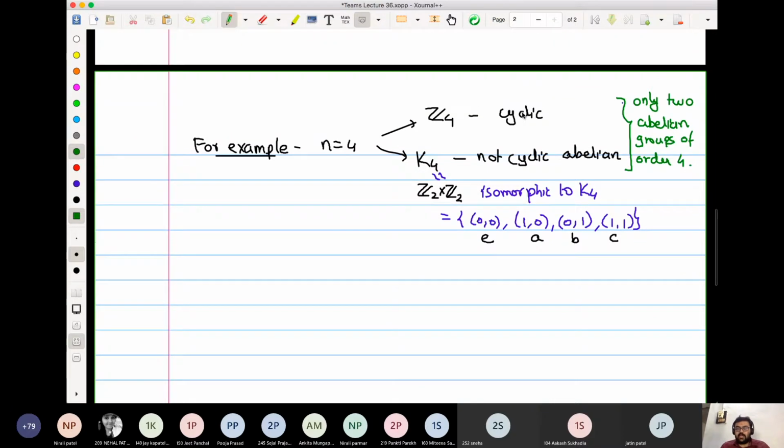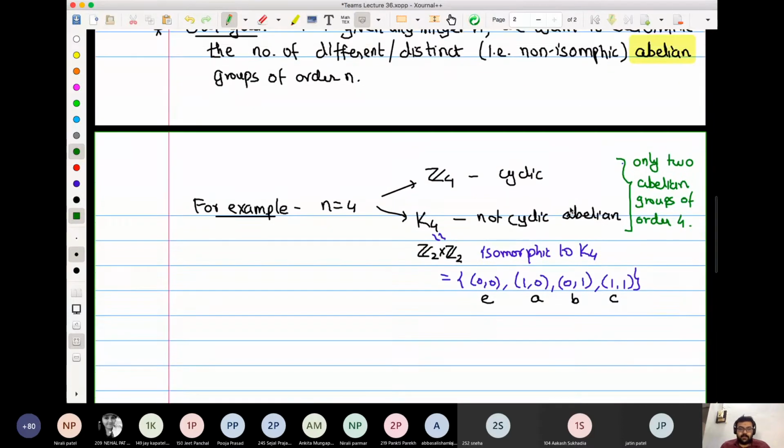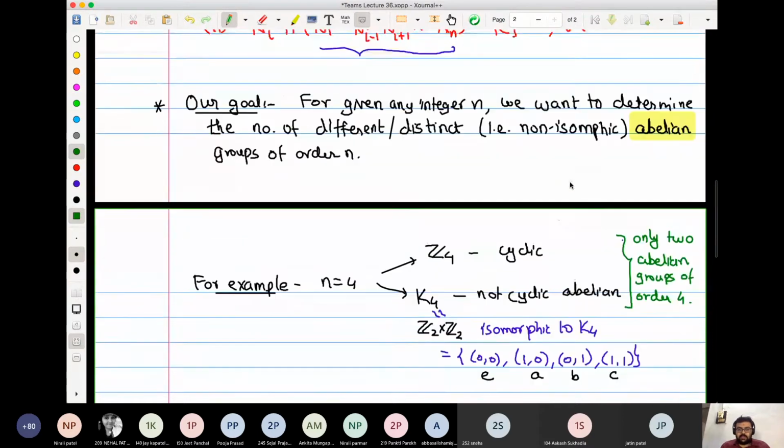Only two abelian groups. One is cyclic, which is Z4. Another one you can call Klein 4 or Z2 cross Z2. If you want to see it as an additive group, you can consider this. If you want to consider a multiplicative group, you can consider Klein 4. But they are isomorphic. Yes, it is the same. So this is our target.